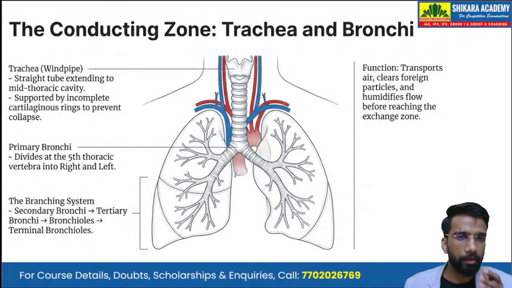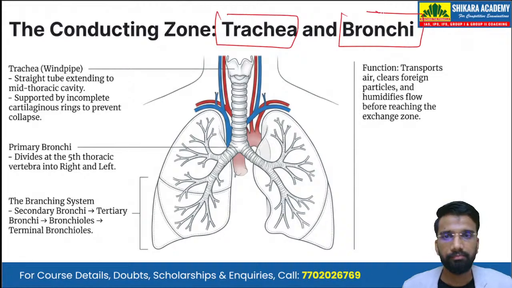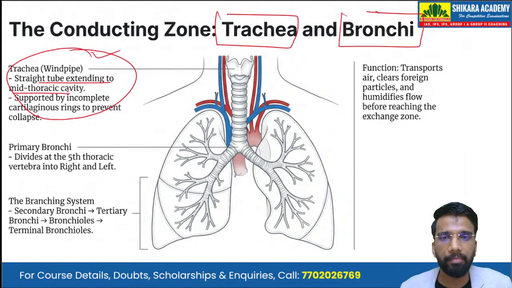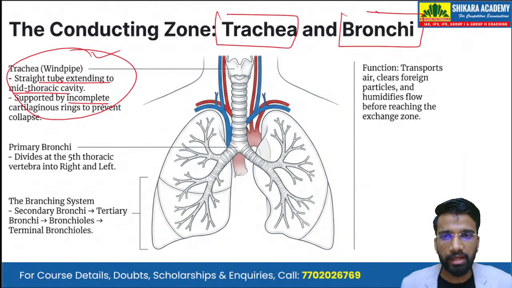Now, from the upper respiratory tract, let's move to the conducting zone, that is the trachea as well as the bronchi. The trachea, also known as the windpipe, is a straight tube that extends to the mid-thoracic cavity. Thoracic cavity is the chest cavity. It is supported by incomplete cartilaginous rings.